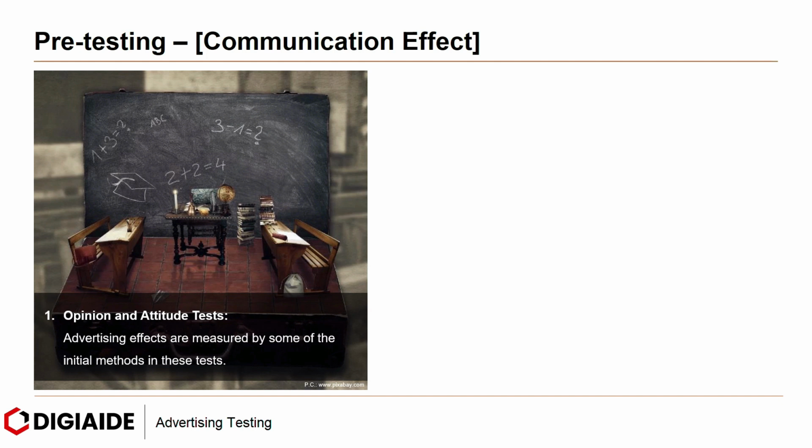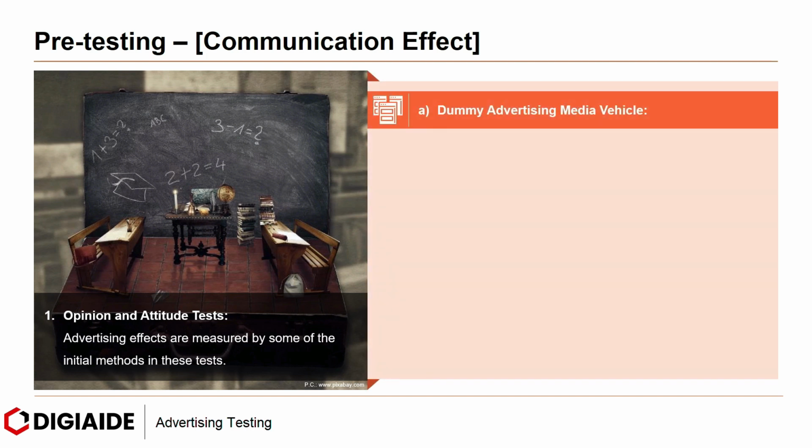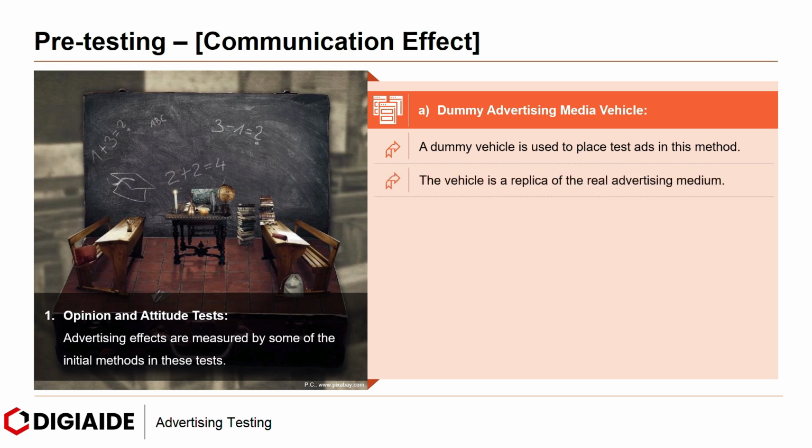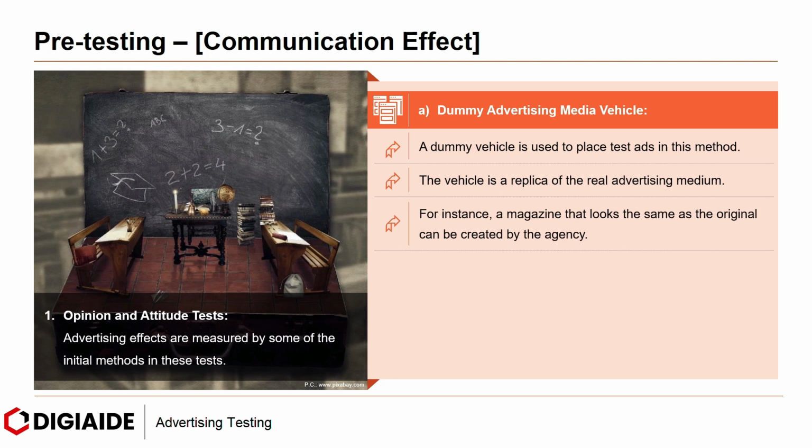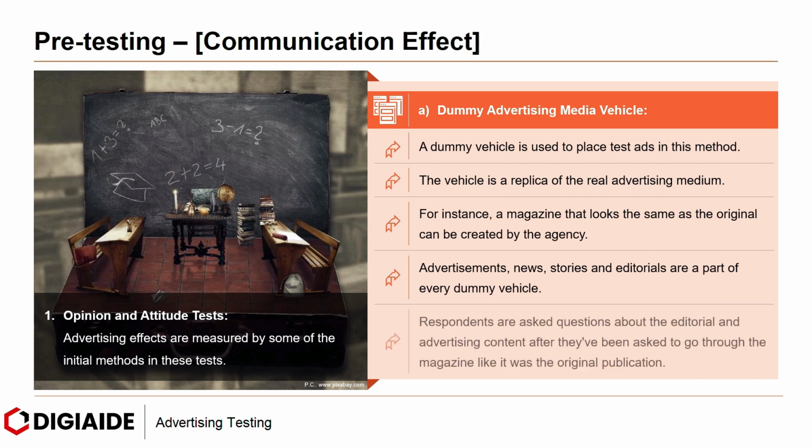Advertising effects are measured by some of the initial methods in these tests, starting with, first, the dummy advertising media vehicle. A dummy vehicle is used to place test ads in this method. The vehicle is a replica of the real advertising medium. For instance, a magazine that looks the same as the original can be created by the agency. Advertisements, news, stories, and editorials are a part of every dummy vehicle. Respondents are asked questions about the editorial and advertising content after they have been asked to go through the magazine like it was the original publication.